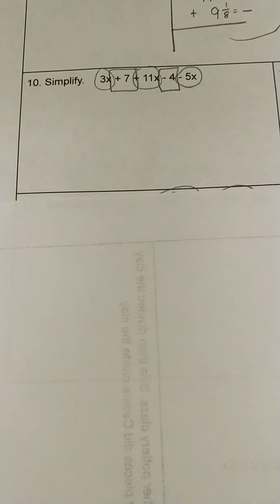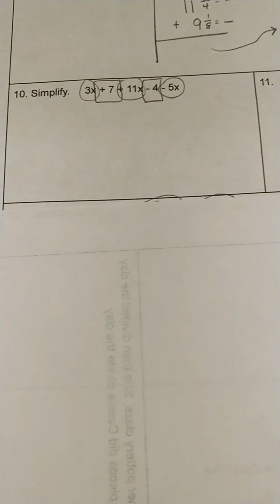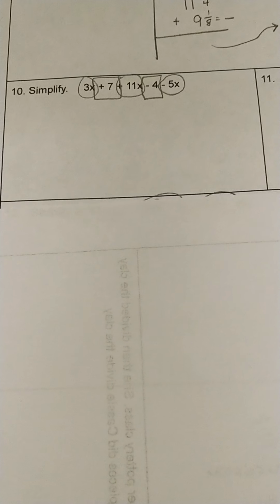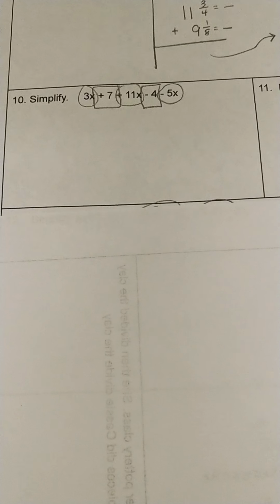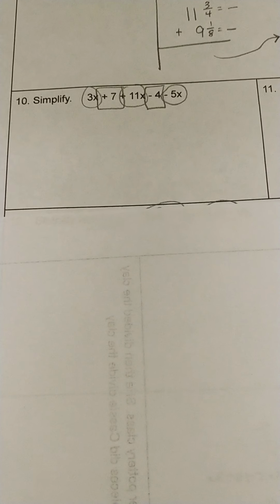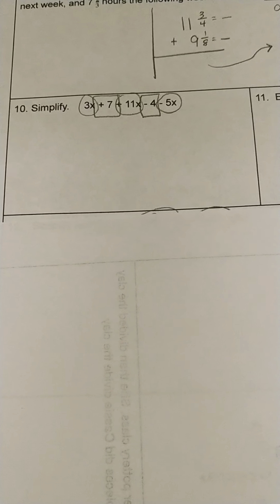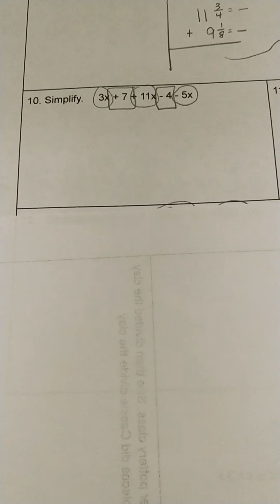Question number 10, it says simplify. We learned it as combining like terms. So simplify, we did circles and squares. So 3x plus 11x minus 5x, and then we're going to add 7 but take away 4. So again, you put your like terms together. Be mindful of the symbol that's in front of the term, like plus 7 and minus 4 later in that problem.